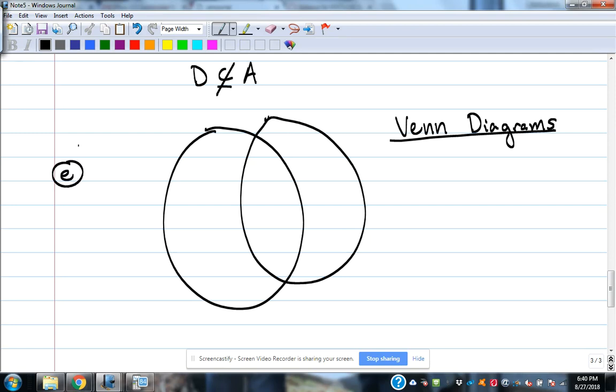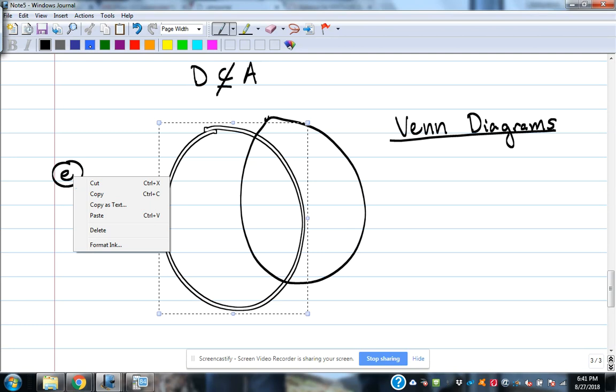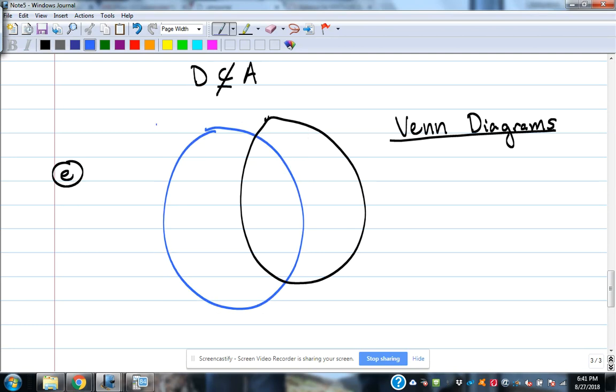We'll let this be example E. I'm going to put this left circle, we'll make it blue. And that's going to be set A. And then set B is the black one.